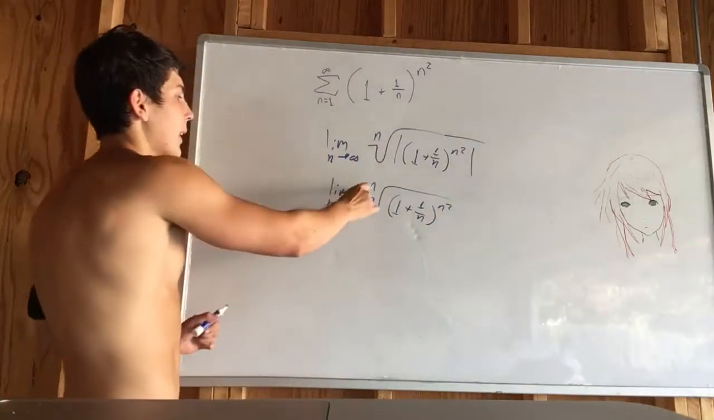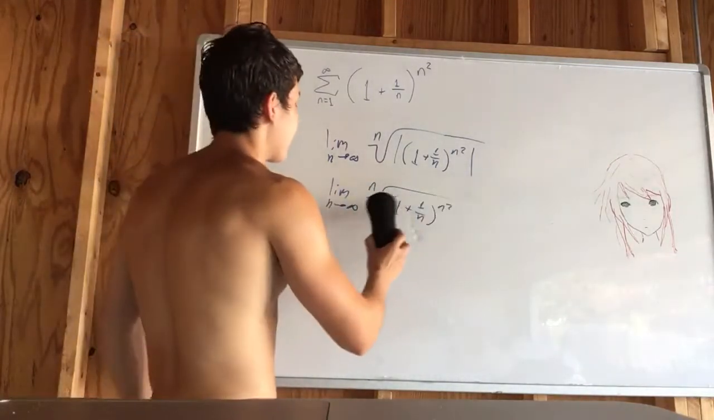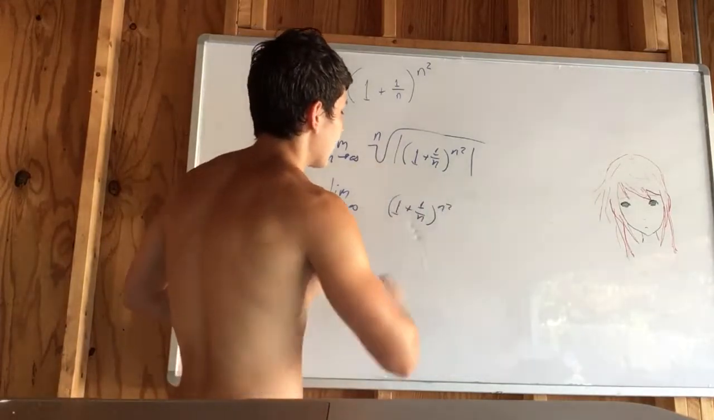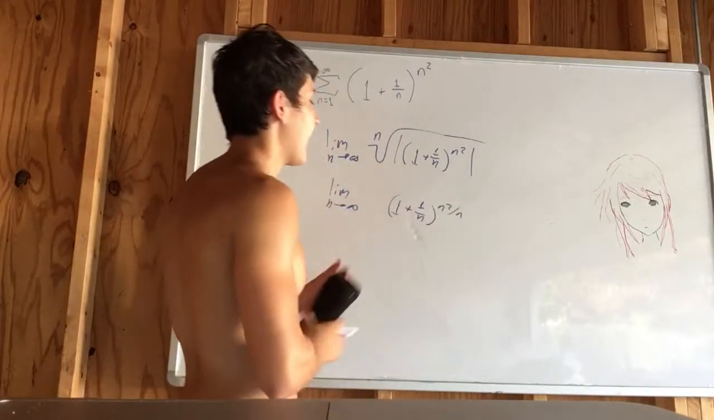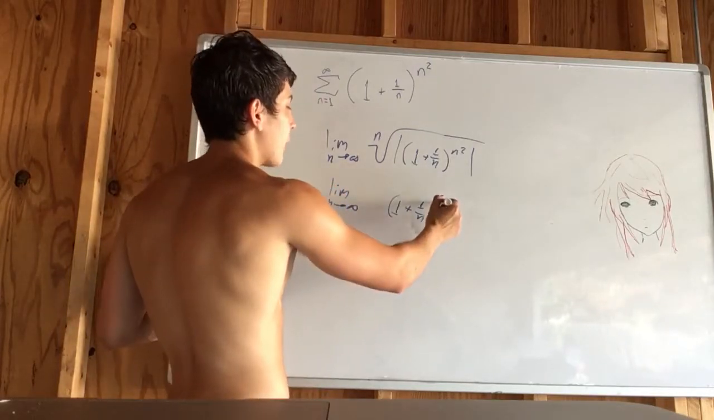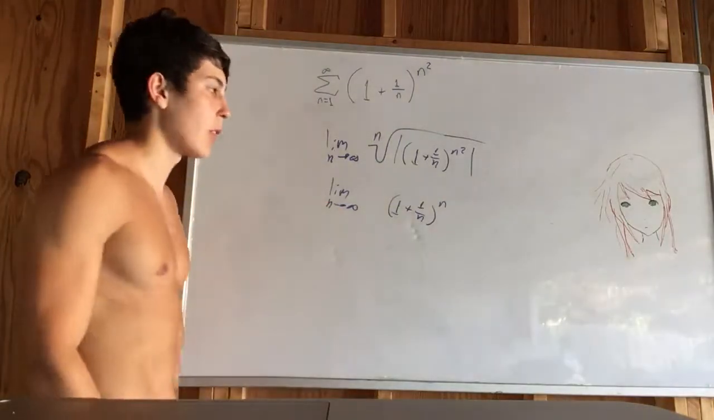So this is the same thing as dividing this here. N squared divided by n, which is just n. N squared divided by n is the same thing as subtracting 1 from 2, which is n to the power of 1, which is n.